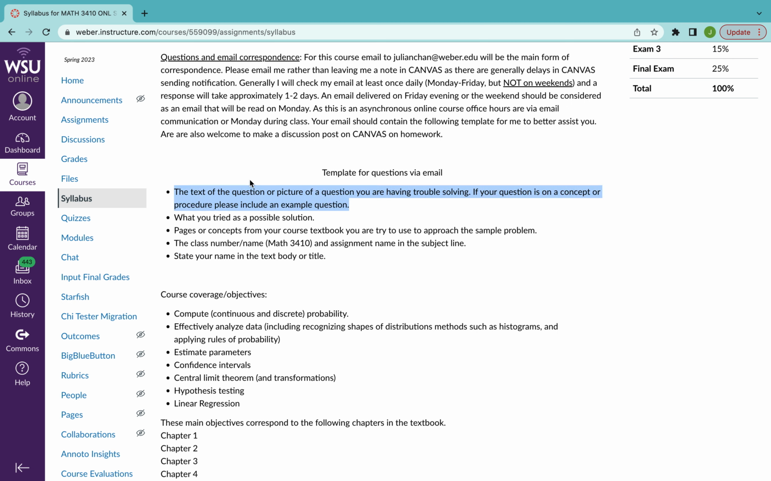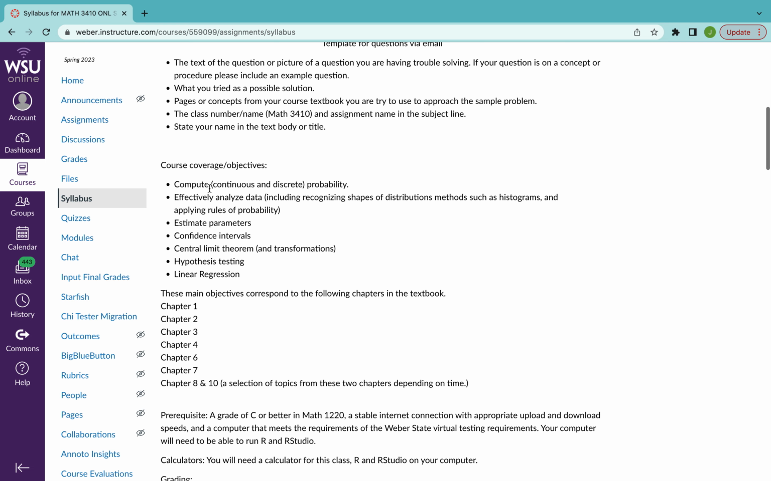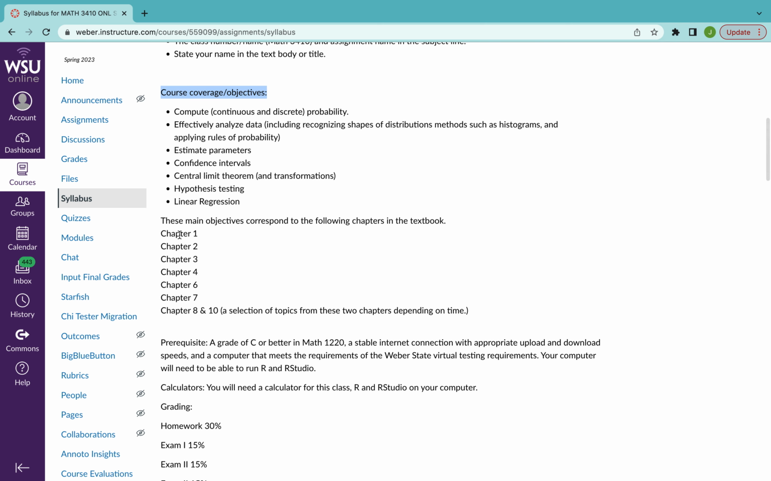If you're looking at your quiz, all of these things are there if you're taking your quiz. This is what the course covers, and its learning objectives are all of these things, and that corresponds to this material.